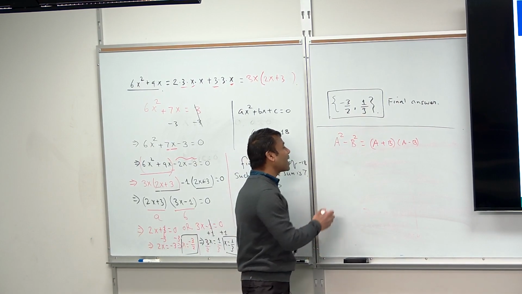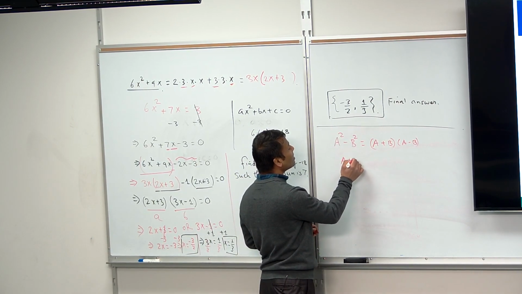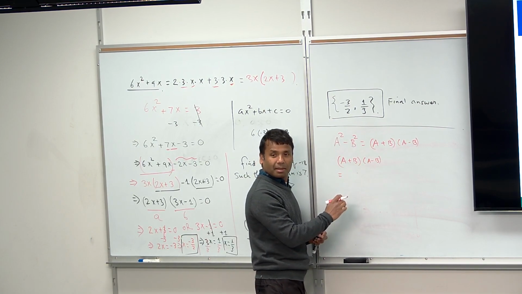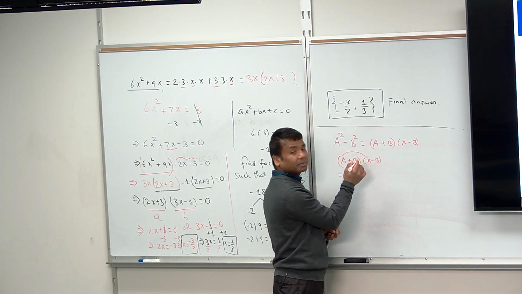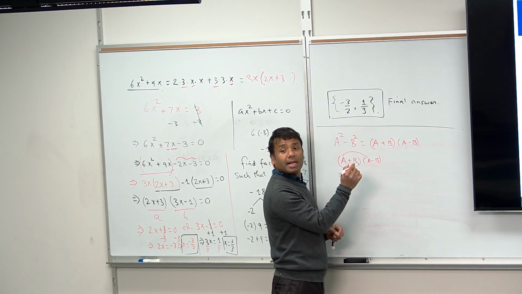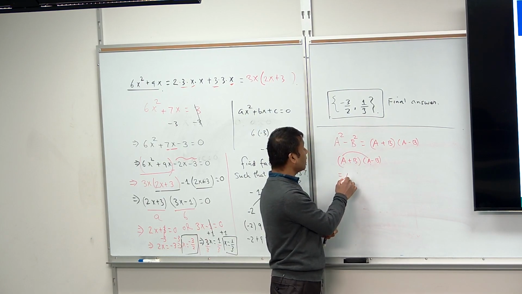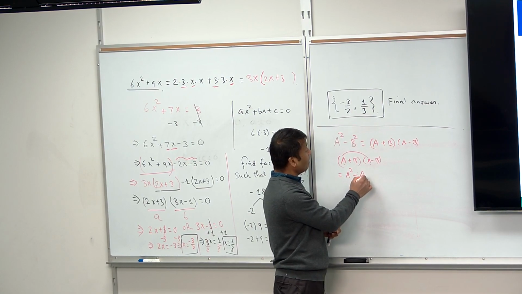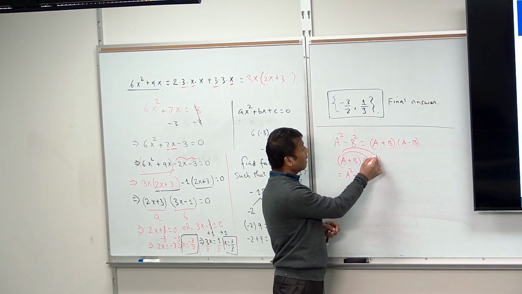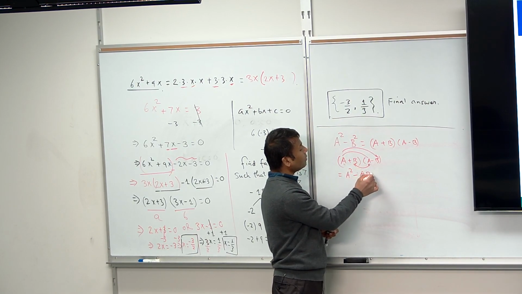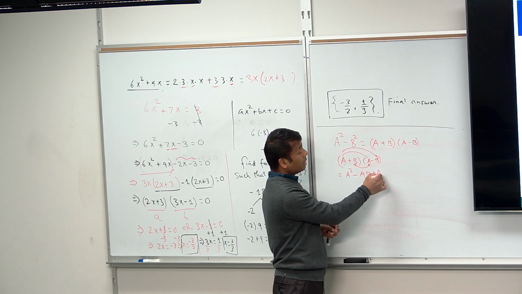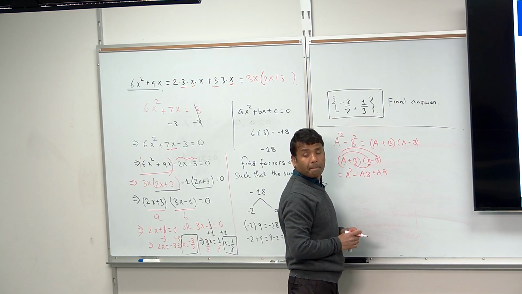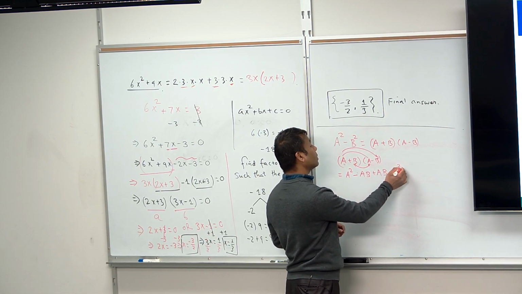So let's use the FOIL, okay? If you use the FOIL, you have a plus b times a minus b. What is a times a? a squared. What is a times negative b? Negative ab. Are you guys with me? What is b times positive a? Positive ab, is that right? What is b times negative b? Negative b squared. So now, what did you observe here?